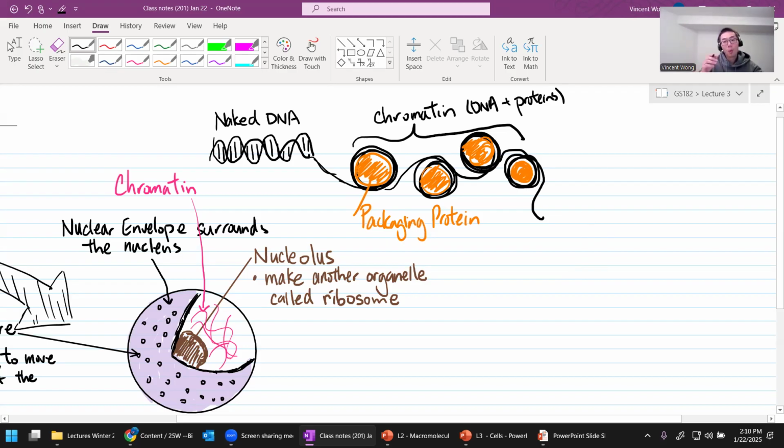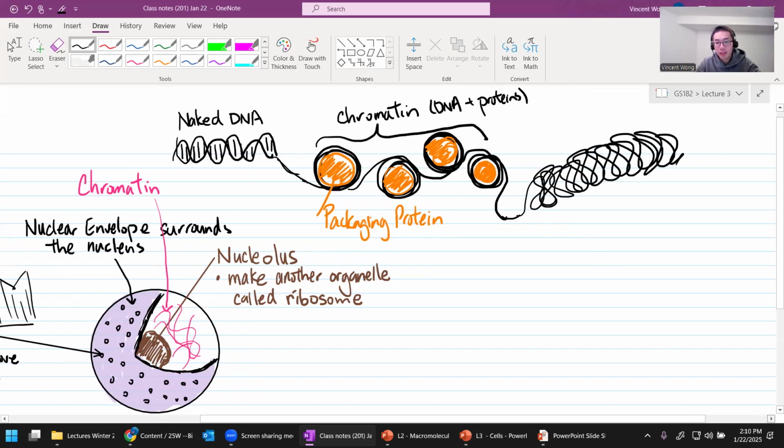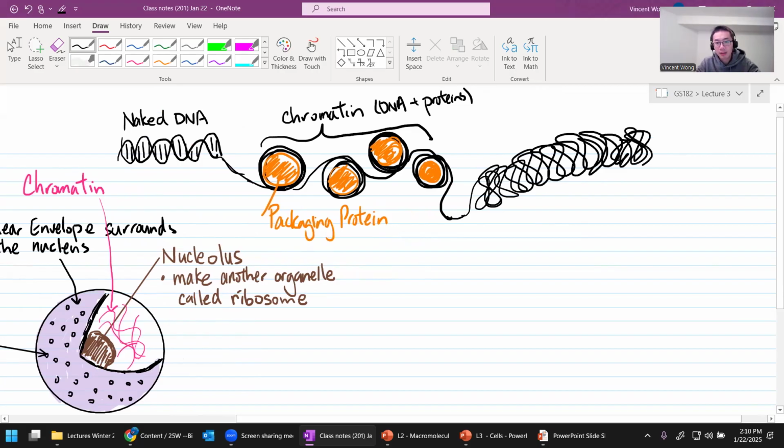However, when a cell divides, you need to pack up the DNA even more so it's easier to move around. Just like if you have to move from one apartment to another, you gotta pack your stuff into a suitcase to make it easier to move. So it's gonna pack up with even more proteins, and it's gonna loop up like this, loop, loop, loop, very, very condensed.